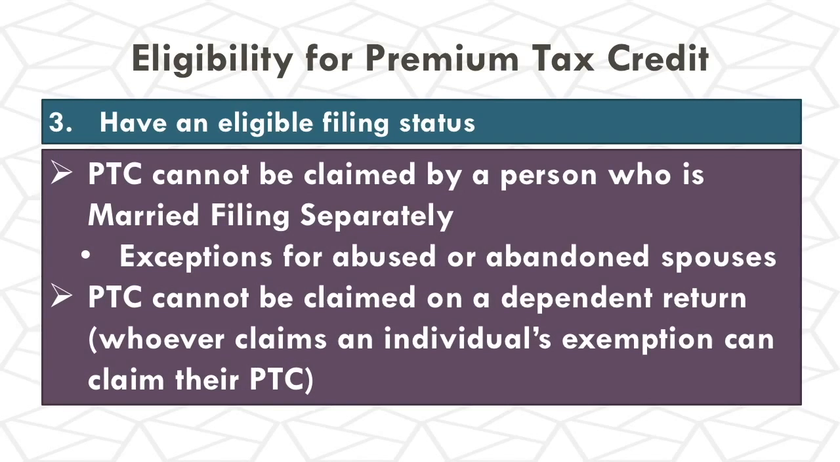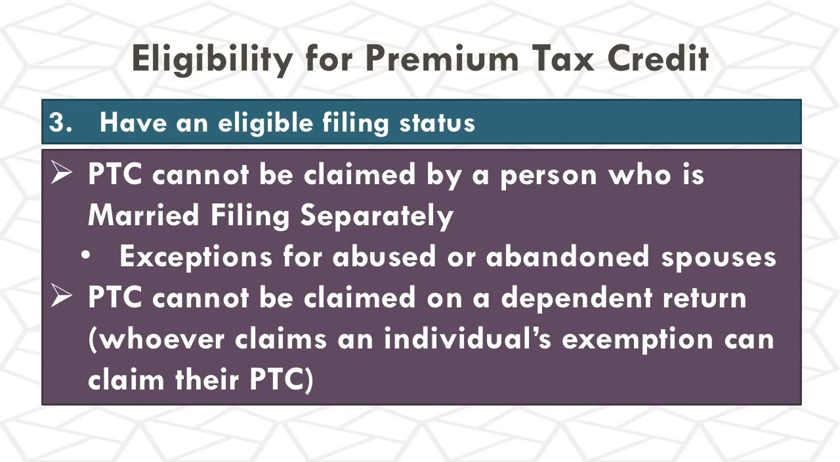A note about the third requirement there, have an eligible filing status. The premium tax credit cannot be claimed by a person who is married filing separately. So this is another reason why we try to avoid filing a taxpayer as married filing separately, if at all possible. However, there are exceptions for abused or abandoned spouses. If the taxpayer lives apart from the spouse and is unable to file a joint return because of domestic abuse, or if the taxpayer lives apart from the spouse and is unable to locate the spouse after using due diligence, then the taxpayer can still claim the premium tax credit in these cases.